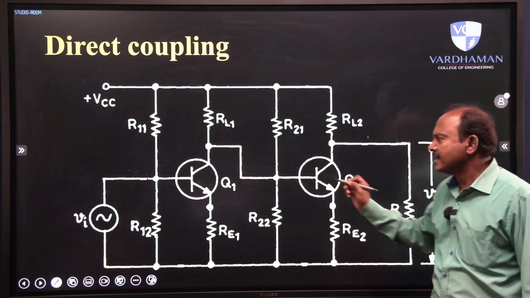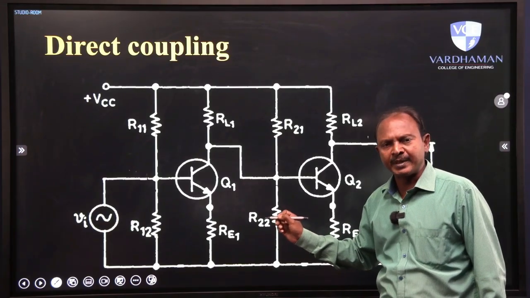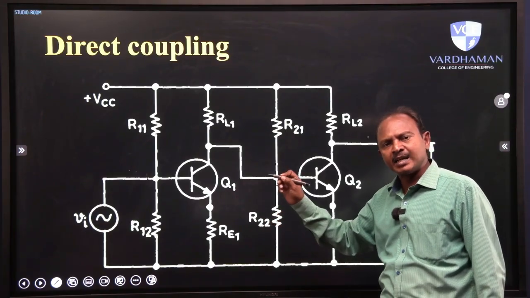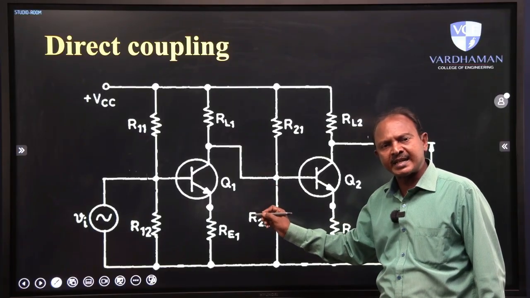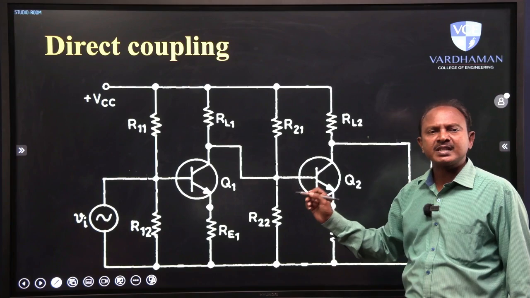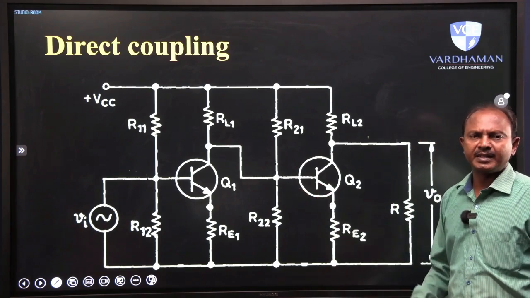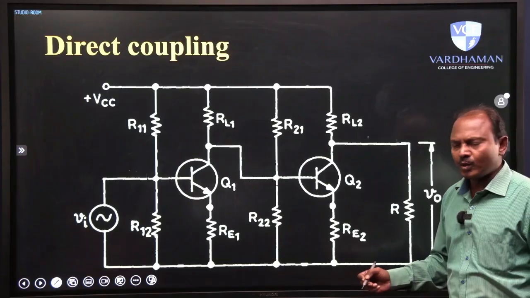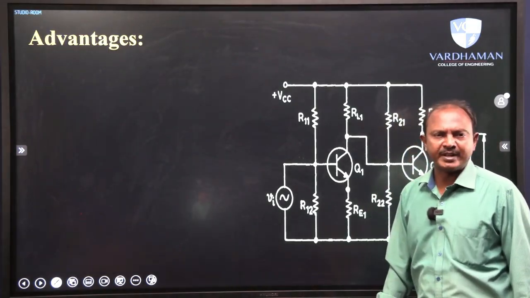As a result, this kind of coupling scheme is popularly called direct coupling, because the input signal is directly coupled to the first stage, the output of the first stage is directly coupled to the second stage, and the output of the second stage is directly coupled to the load. This kind of coupling scheme is popularly called the direct coupling scheme. Now let us consider the advantages of this coupling scheme one by one.